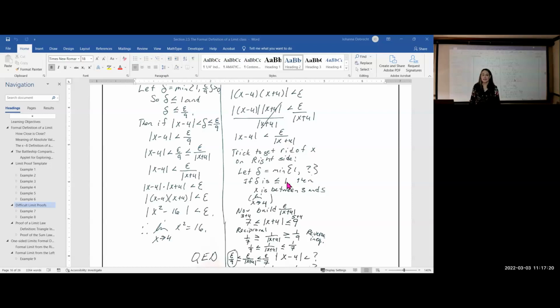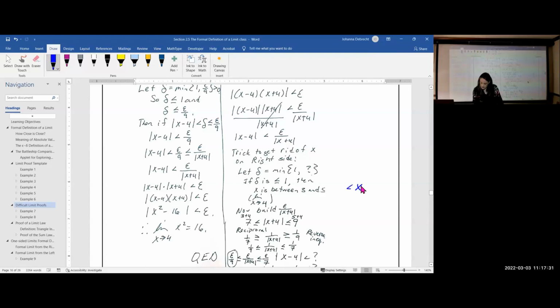But if delta is less than or equal to 1, then remember we're approaching 4. So since we're approaching 4, that means over here I can write that x has to be between 3 and 5, all right? So it's got to be between 3 and 5 if my delta is less than or equal to 1. Because remember, delta is how far away from the a value you're going to be on the x-axis. Epsilon is how far you are away from the y value. Delta is how far away you are from the x value, which is a.